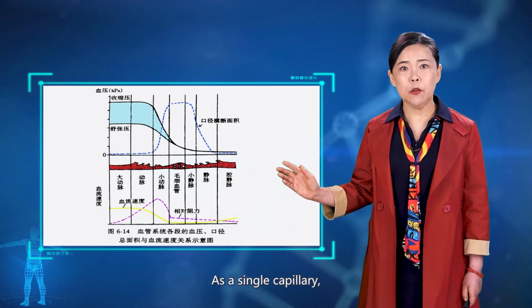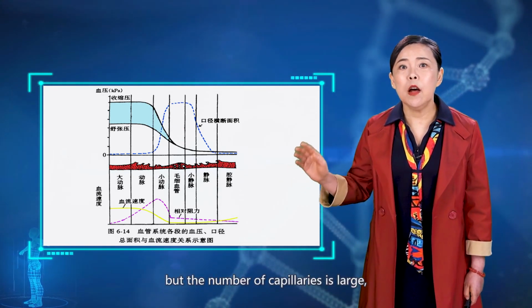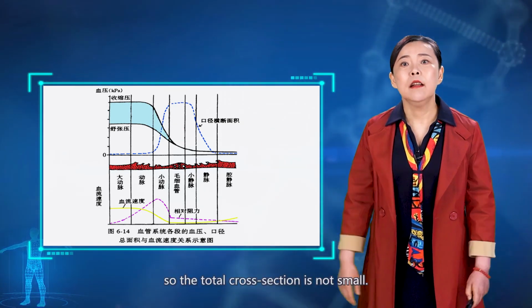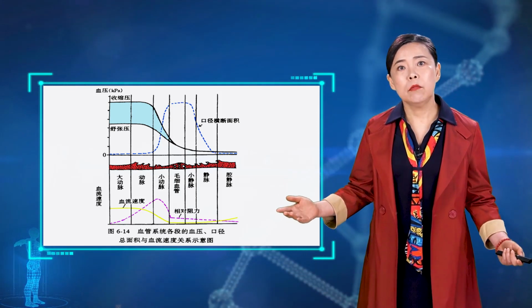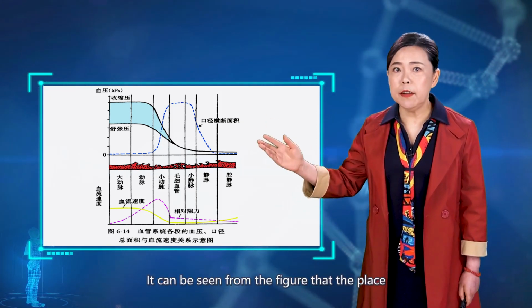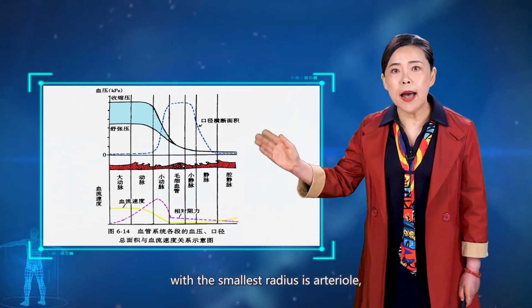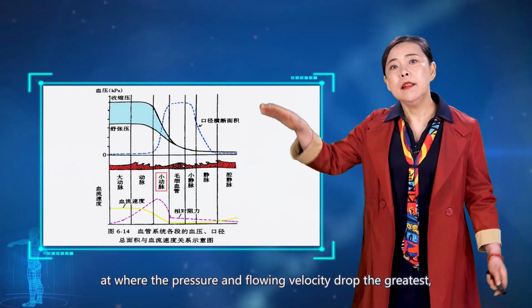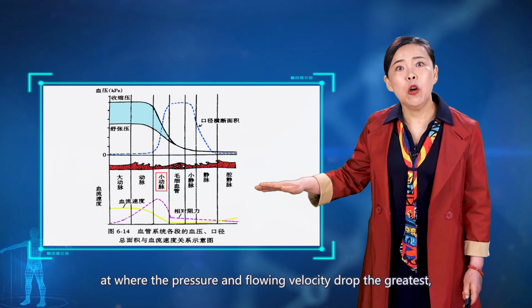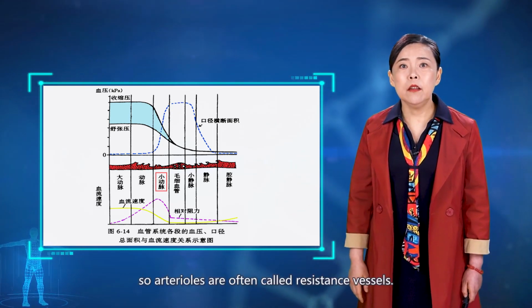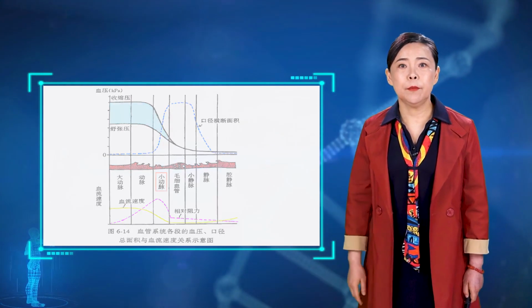For a single capillary, the radius is the smallest, but the number of capillaries is large, so the total cross-section is not small. It can be seen from the figure that the place with the smallest radius is the arteriole, where the pressure and the blood flow velocity drop the greatest. So, arterioles are often called resistance vessels.